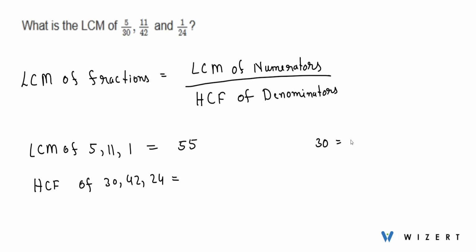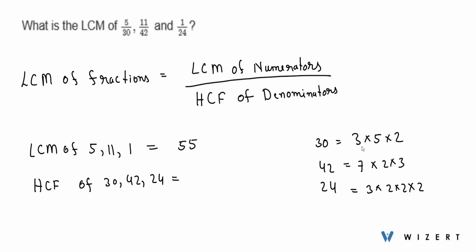So 30 can be written as 3 multiplied by 5 multiplied by 2. 42 can be written as 7 into 2 into 3, and 24 can be written as 3 multiplied by 2 multiplied by 2 multiplied by 2.